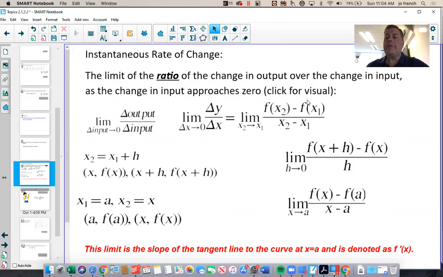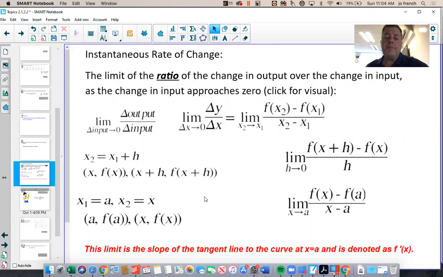Then when we recreate our change in y over change in x, we would have our 2 points, x and f of x, and x plus h, and f of x plus h. So our difference quotient now looks like our second y value, f of x plus h, minus our first y value, f of x, over our change in x's, x plus h minus x, which just leaves us with h. And then we're interested in what happens when that difference goes away.